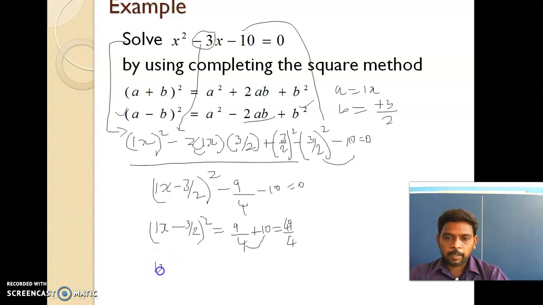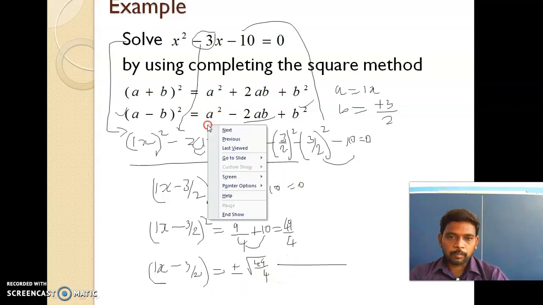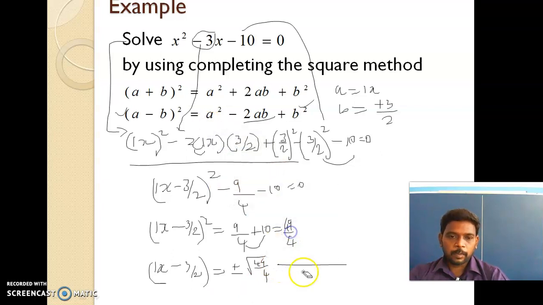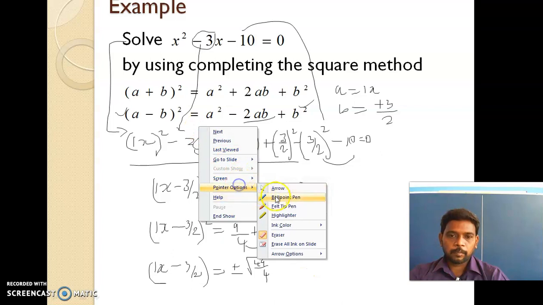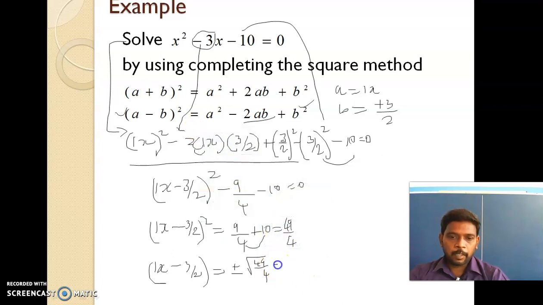So next transpose the square to the right hand side. So 1x minus 3 by 2 equal to, when we transpose the square to the right hand side, it becomes plus or minus square root of 49 by 4. So 49 is nothing but, the square root of 49 is 7, so plus or minus 7 by 2, right?